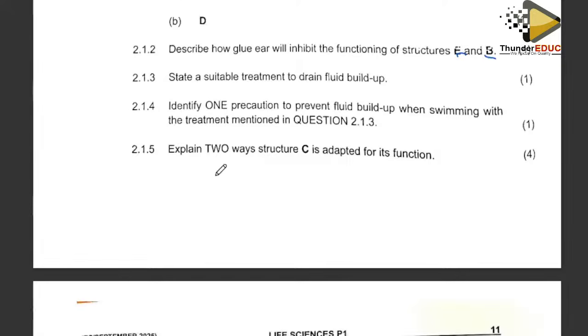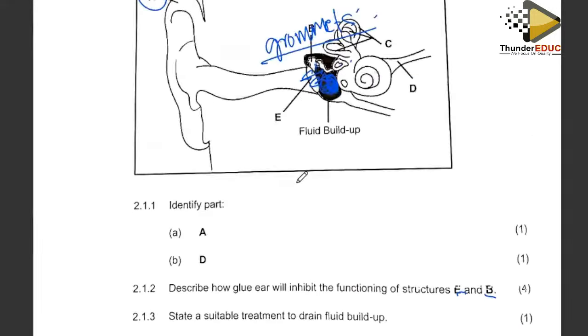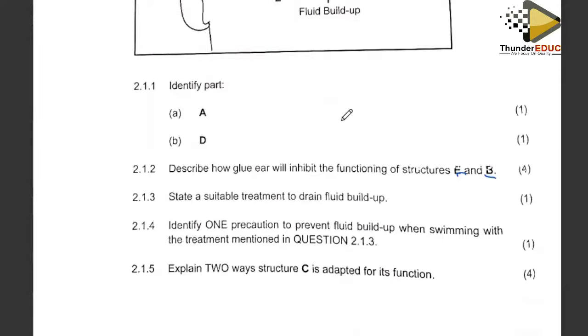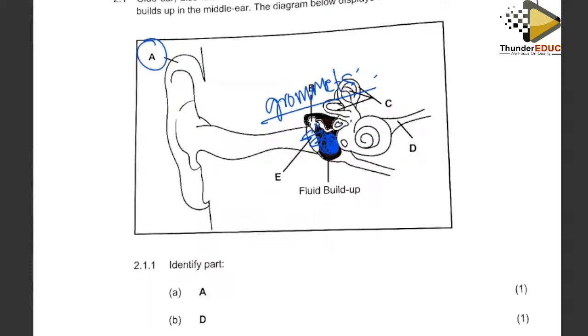They're saying, explain two ways in which structure C is adapted to its function. Structure C is the semicircular canals. If you look at the semicircular canals, they have different planes. So they are arranged at right angles. They are arranged at right angles.